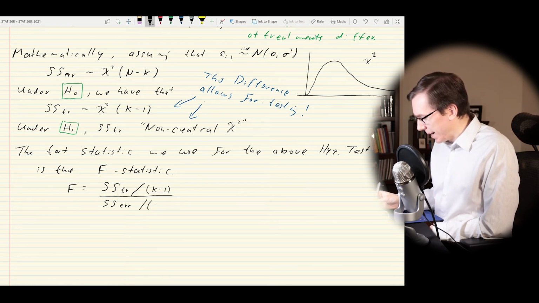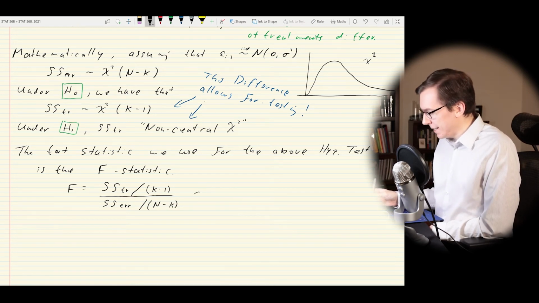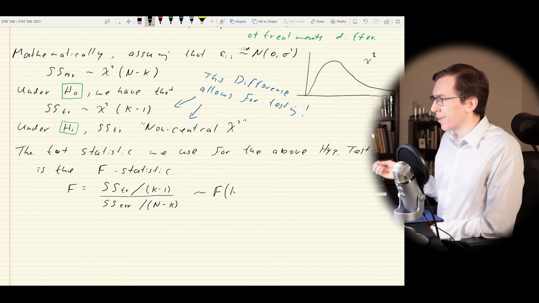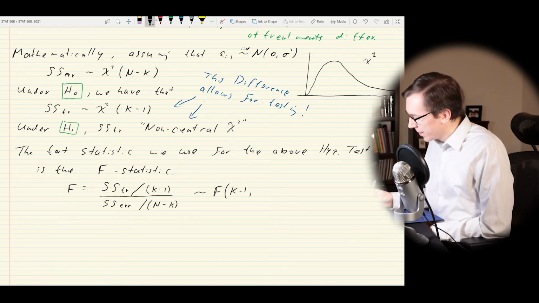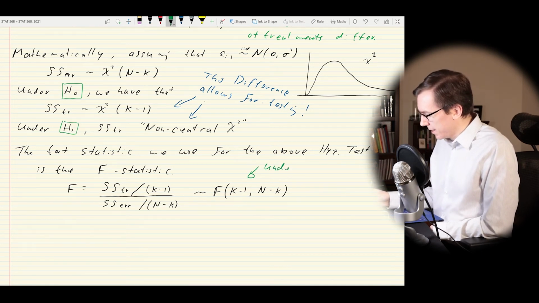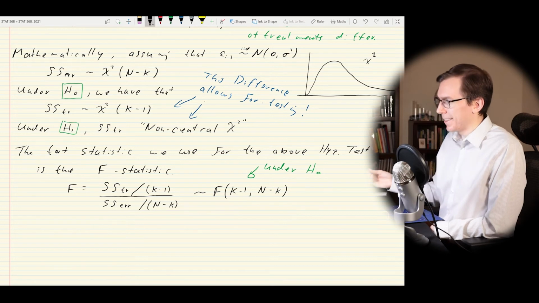In this case, k minus 1 and big N minus k in the denominator. And the idea is that this is going to have an F distribution, to abuse the notation and just keep writing capital F everywhere, with k minus 1 degrees of freedom and capital N minus k degrees of freedom. And this is under H naught, so this is under the null hypothesis.